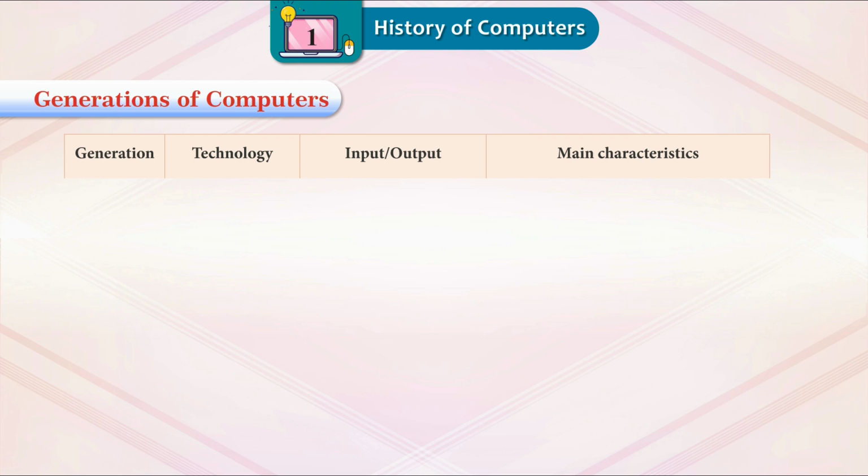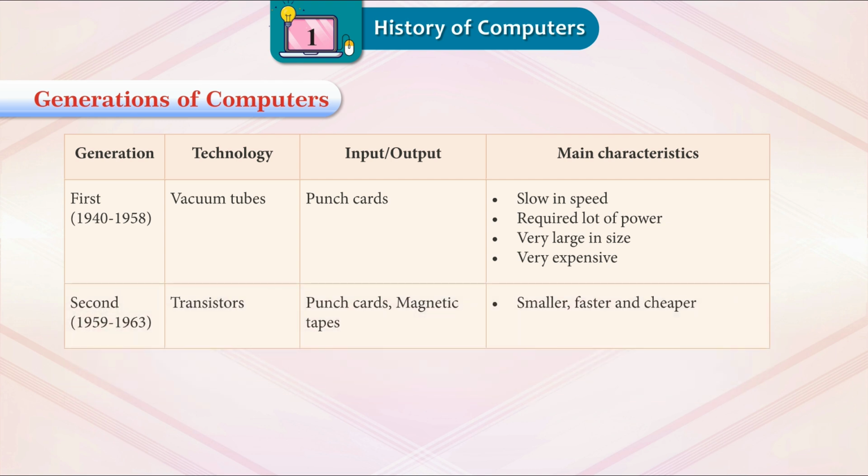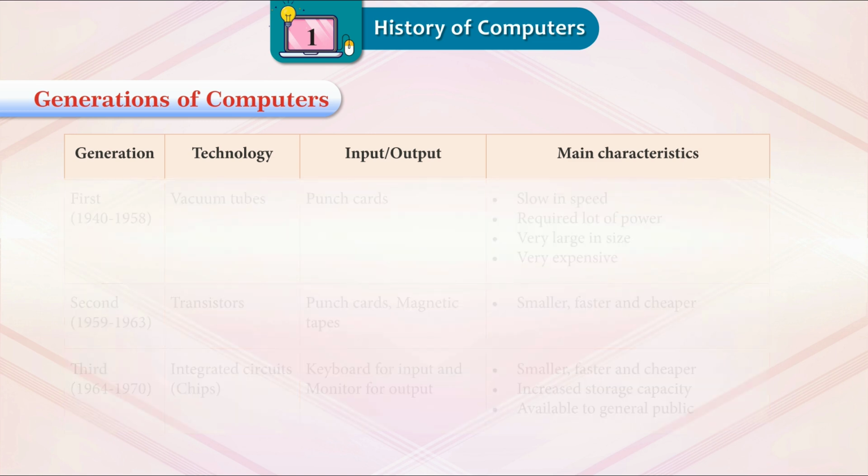Generation, technology, input or output, main characteristics. First, 1940 to 1958, vacuum tubes, punch cards, slow in speed, required lot of power, very large in size, very expensive. Second, 1959 to 1963, transistors, punch cards, magnetic tapes, smaller, faster and cheaper. Third, 1964 to 1970, integrated circuits, chips, keyboard for input and monitor for output, smaller, faster and cheaper. Increased storage capacity, available to general public.